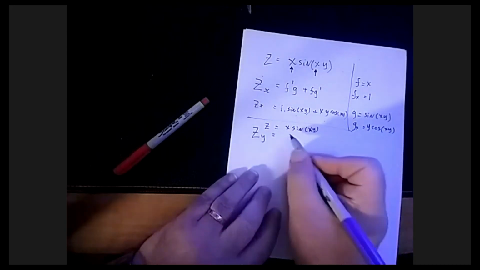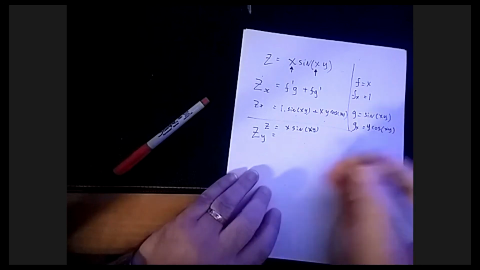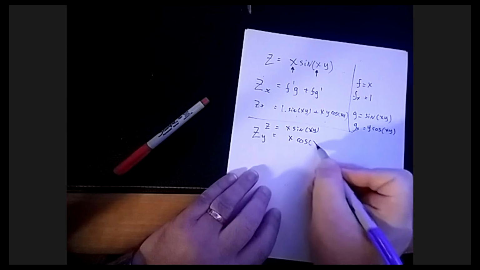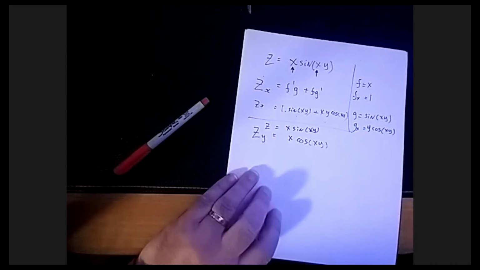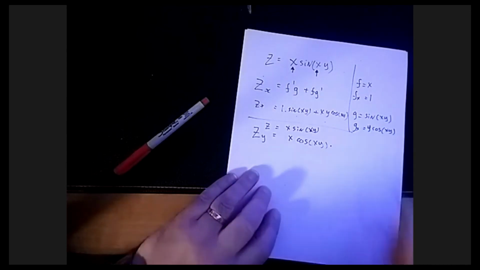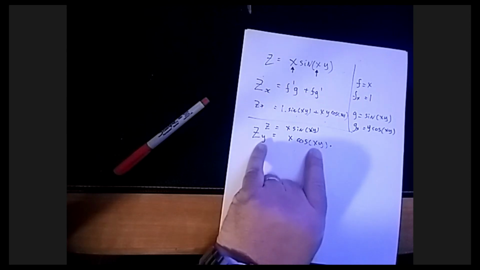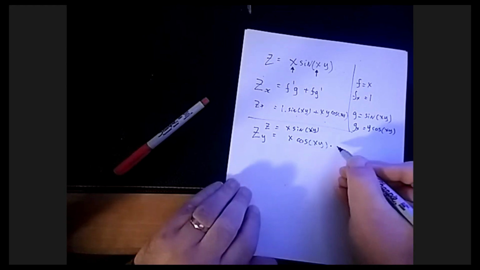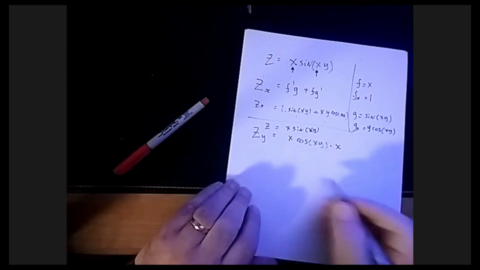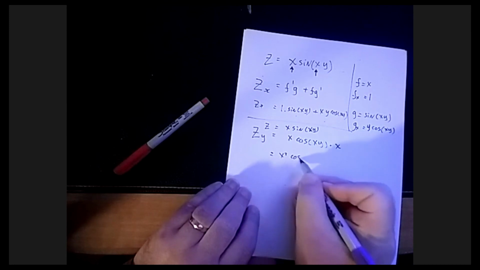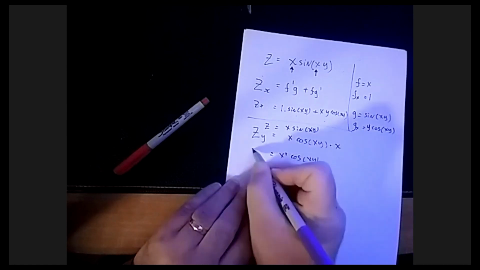All I would do is differentiate this thing, right? Essentially a little chain rule. You'd get x, the cosine of xy, times the derivative of xy with respect to y. So if you differentiate xy with respect to y, you just get x. And so this guy becomes x squared, the cosine of xy.